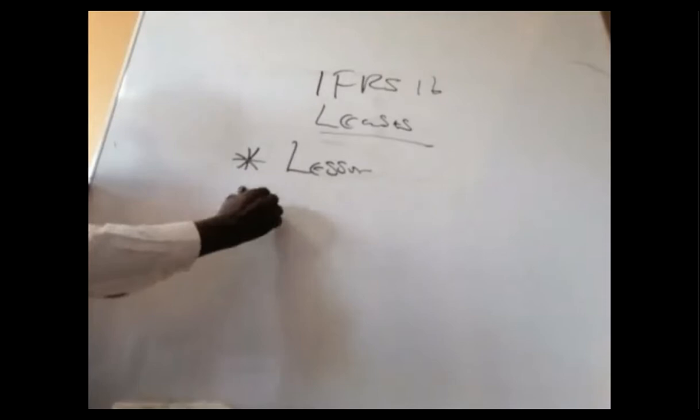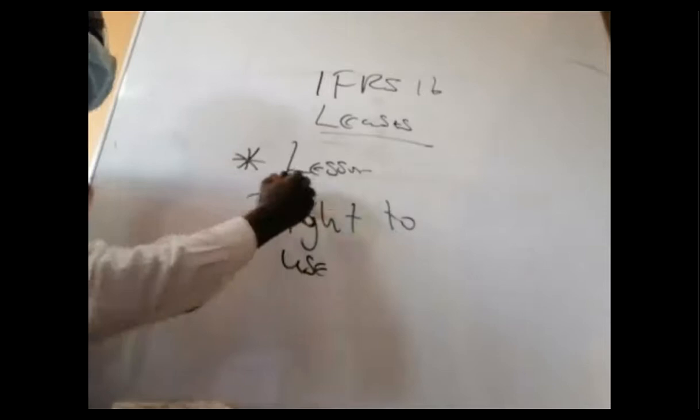Okay, now we can look at this. It's an agreement whereby the lessor conveys to the lessee, in return for a rent, the right to use an asset. So you transfer just the right to use the asset, not the ownership, because the lessor still remains what? The owner of the asset. You then transfer the right to use the asset. You're only transferring the right to use.